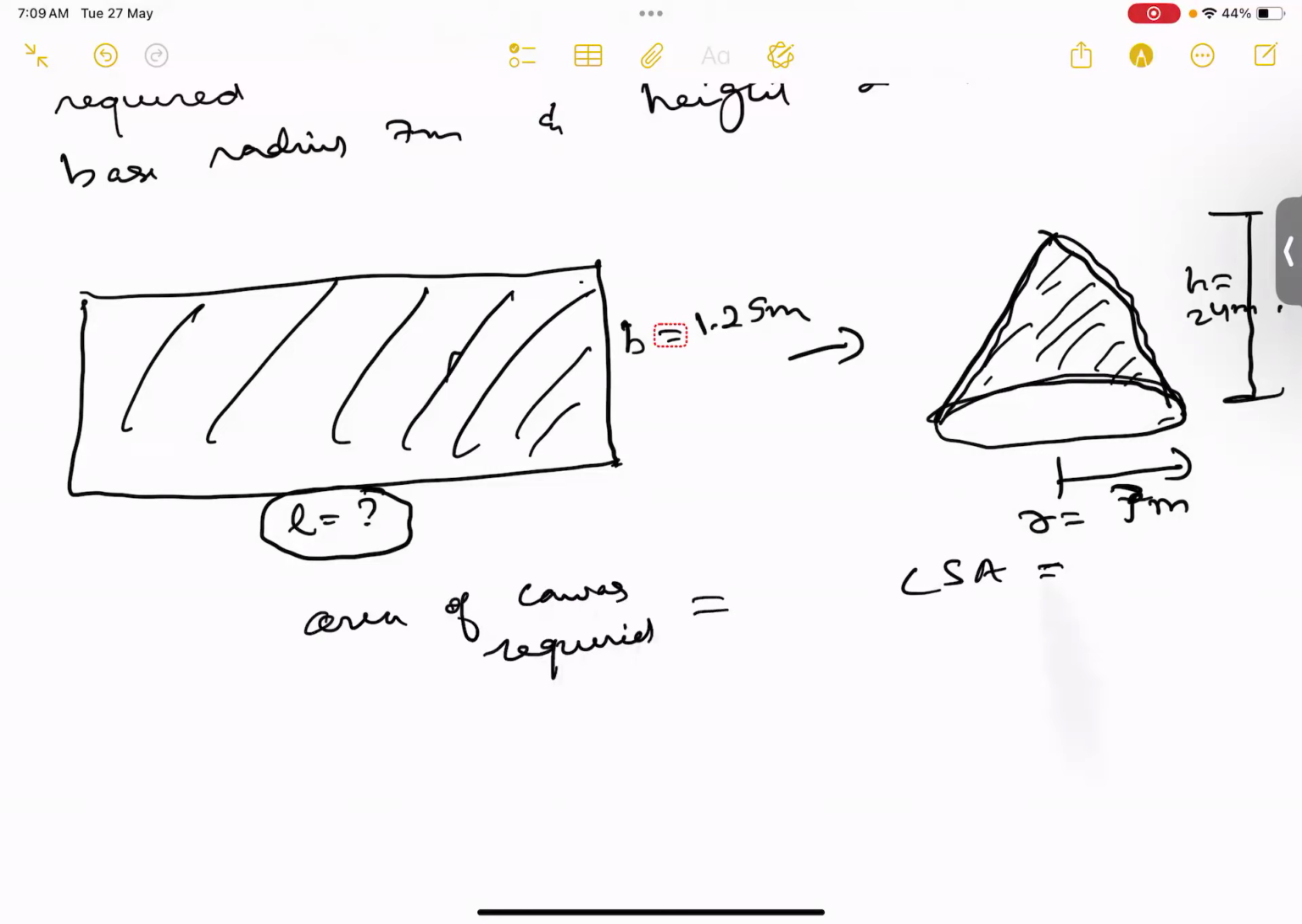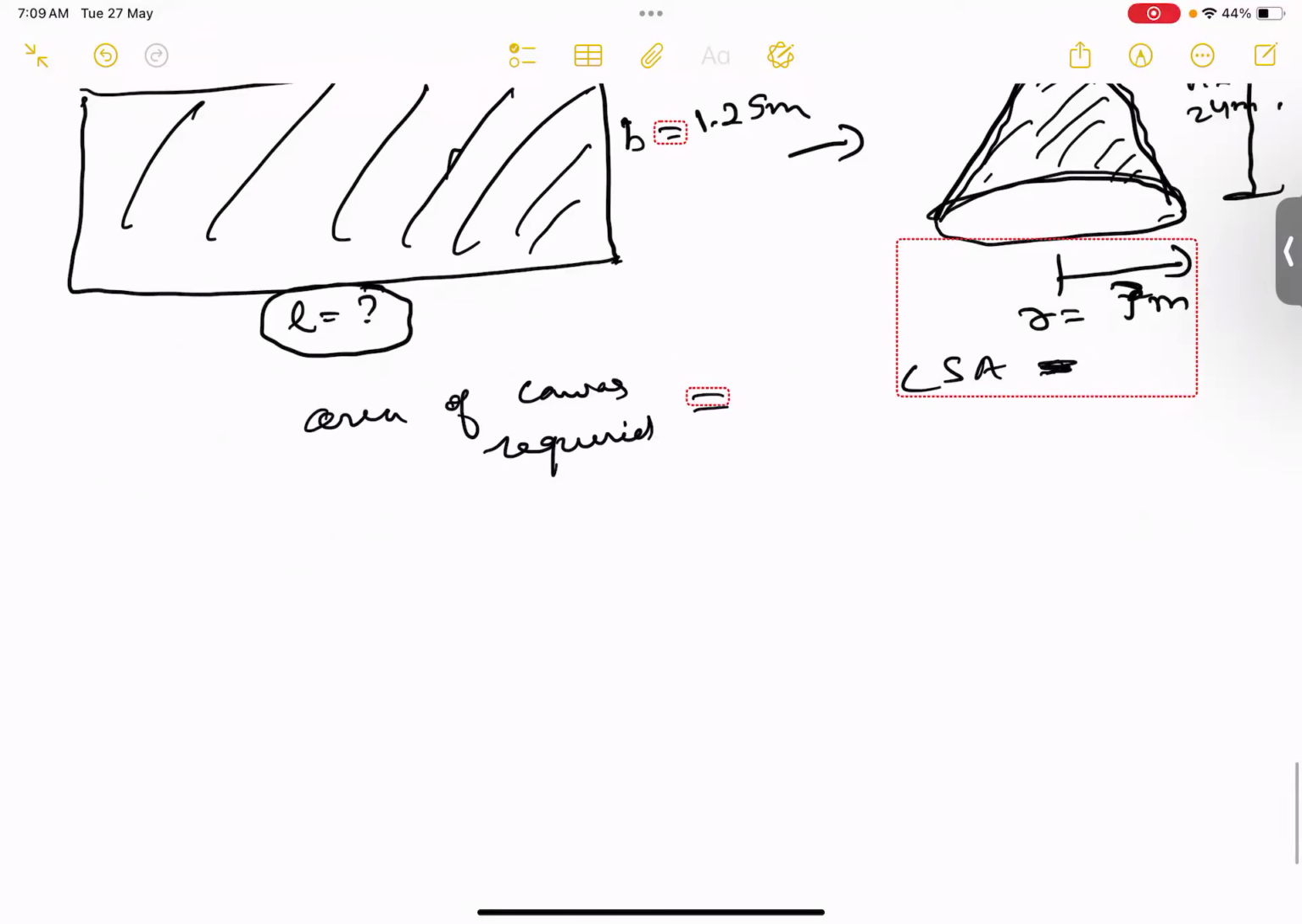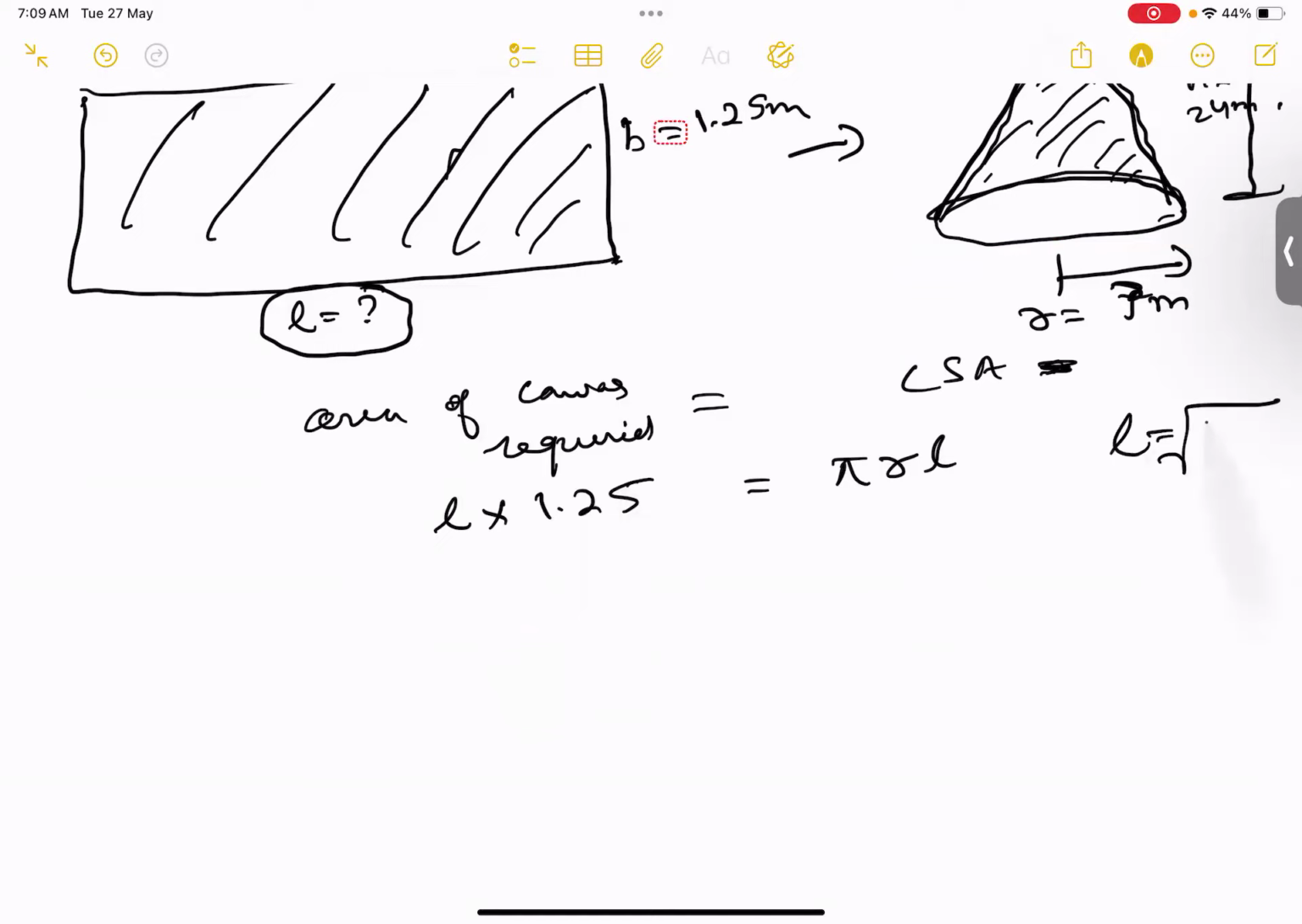So the curved surface area of the cone will be equal to the area of canvas required. Right? So curved surface area of a cone is nothing but pi r l, and area of this canvas will be length into 1.25 meter. Now we don't know what the l is, but the l formula is simple, h square plus r square. So it will be 7 square plus 24 square. It will be 625. 625 is nothing but the square of 25.